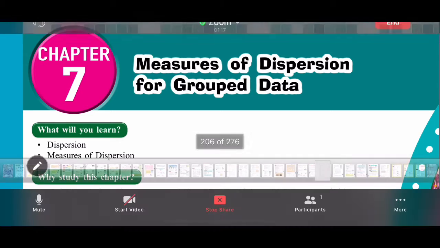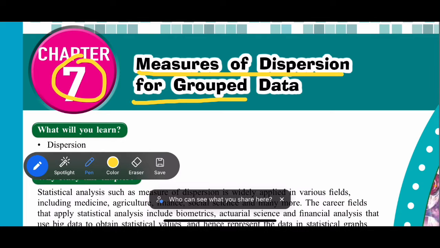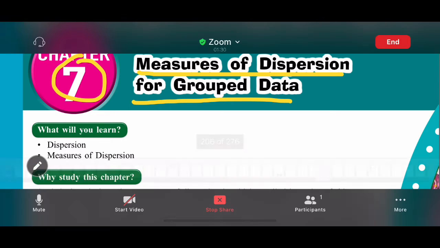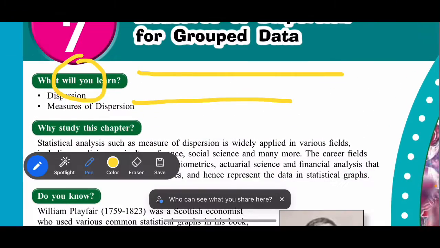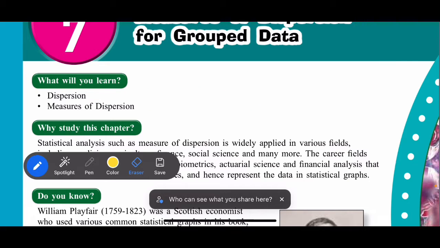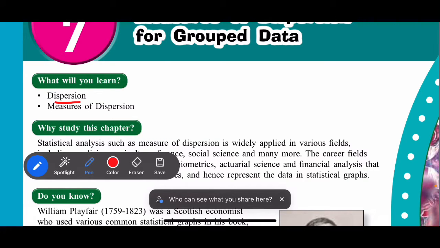For today's lesson, I would like to teach you chapter 7, which is statistics, measure of dispersion for group data. Right, so what will you learn for this topic? Let's read the textbook. Alright, so dispersion, measures of dispersion. These are the two important topics that we will focus on.